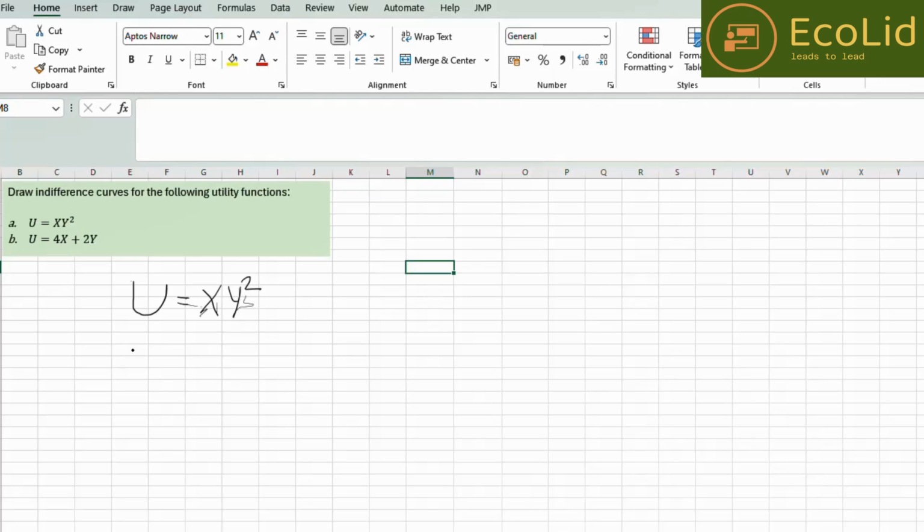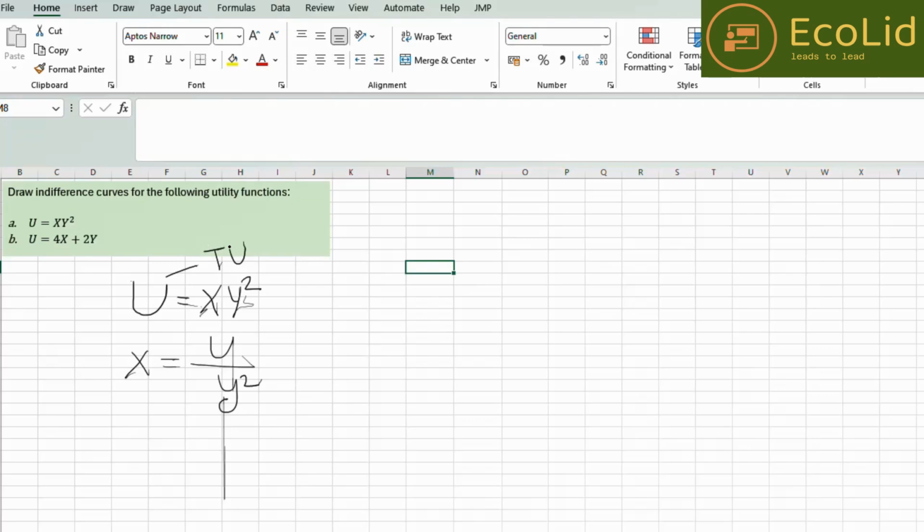For example, here we are expressing this equation in terms of x. So then we can write it as x equal to u divided by y square. So this will be the utility function if we express it in terms of x. In that case, we identified how x and y are related and how we can use this information for a given level of total utility. Now here, what is this utility? Remember, this utility is basically our total utility.